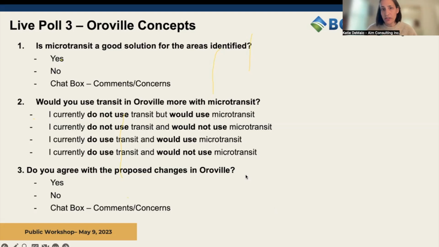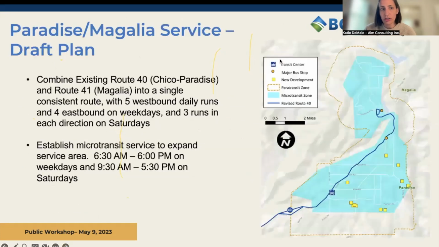So again, 100% who voted for this area believe that microtransit is a good solution. About 67% thought that they would use transit in Oroville more with microtransit. That's always great. And then about 50% currently do not use transit but would use microtransit, which I think is a great one. And then 100% of the people who voted in this poll agree with the proposed changes in Oroville. So thank you all for participating. And with that, we'll move on to our next section. Let me stop sharing.